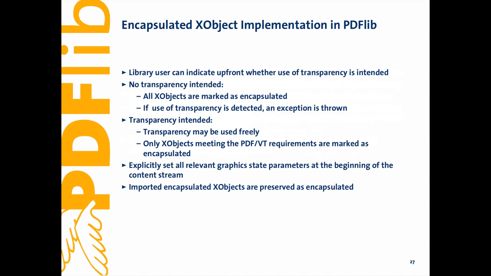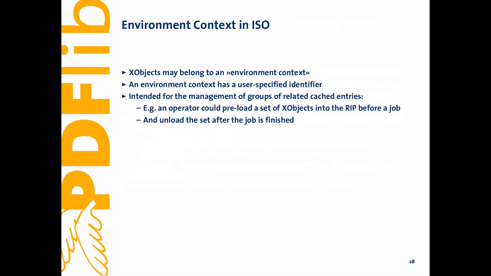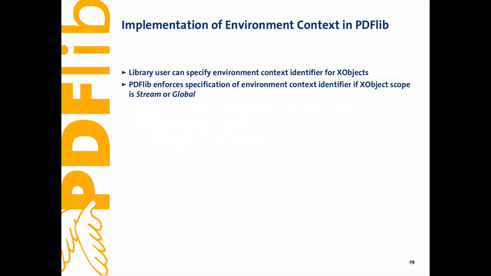If the user indicates that transparency is intended or just says nothing, then the default is that transparency is allowed. And PDFlib inspects all the XObjects that are written into the PDF file, and only the ones that fulfill the PDF/VT requirements will be marked as encapsulated. If we import encapsulated XObjects from other PDF files, this property is preserved. They will still be written as encapsulated objects into the file. Because of lack of time, I will skip the environment context because it's not really interesting.